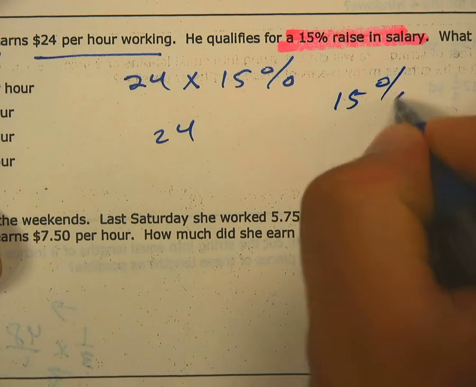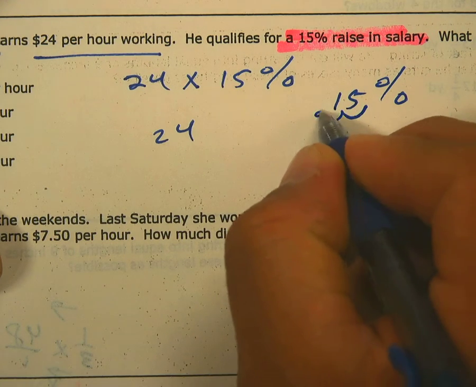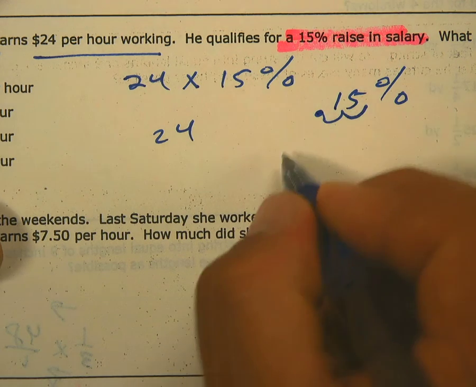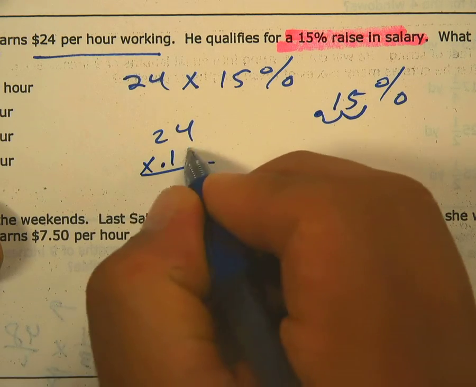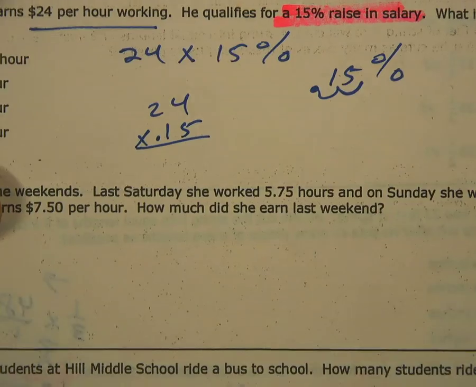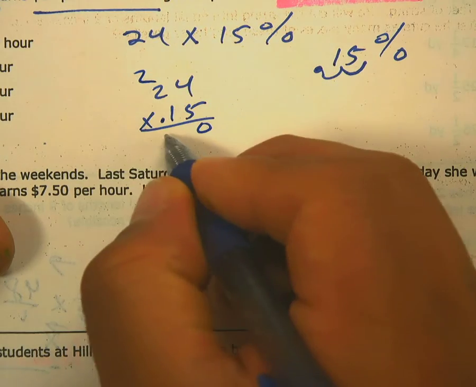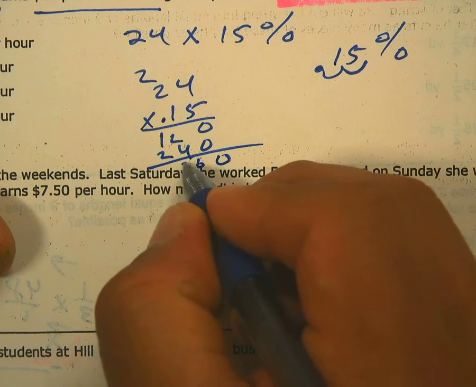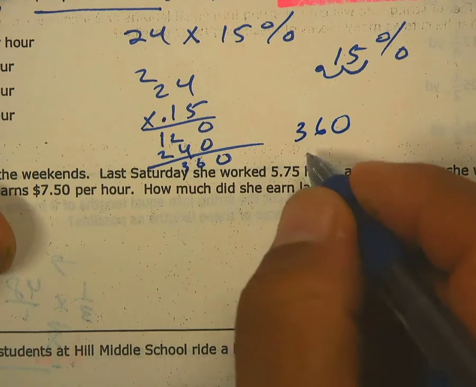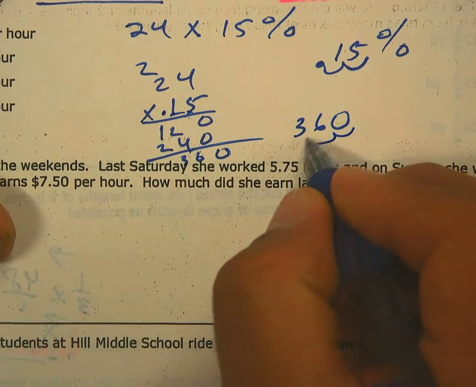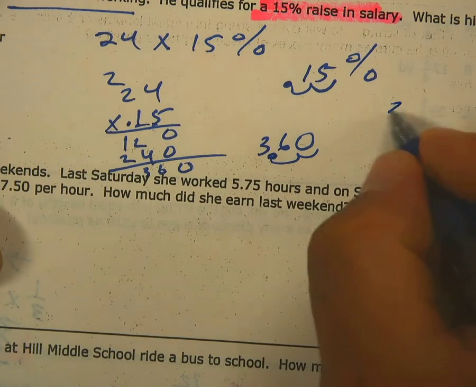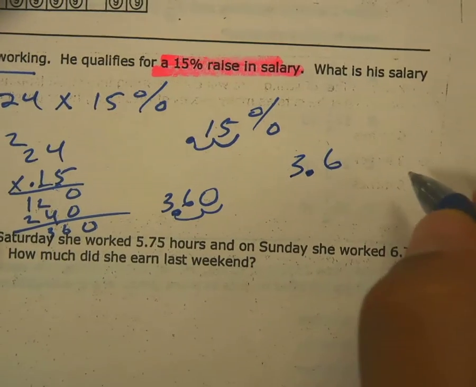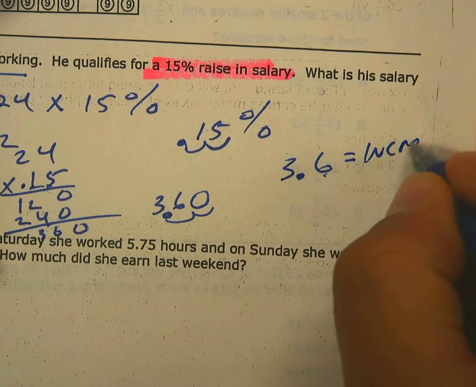To convert a percent to a decimal, you move it 2 places to the left, 1, 2. It always starts here because it's a whole number, and the decimal is in front of the whole number. So it's times 0.15. And then this will give you 360, but there are 2 numbers to the right of the decimal, 1, 2. So 3.6. Now your answer is not 3.6. 3.6 is the increase, okay? So this equals the increase.